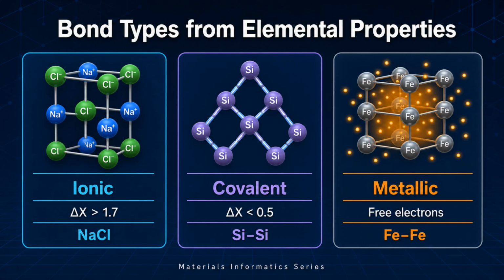Elemental properties determine chemical bond types. Ionic bonding occurs when electronegativity difference is large, like in sodium chloride. Covalent bonding occurs when the difference is small, like in silicon-silicon bonds. Metallic bonding involves free electron sharing between metallic elements. These bond types directly affect material properties like hardness, conductivity, and band gap.